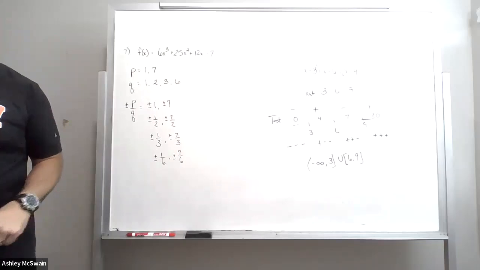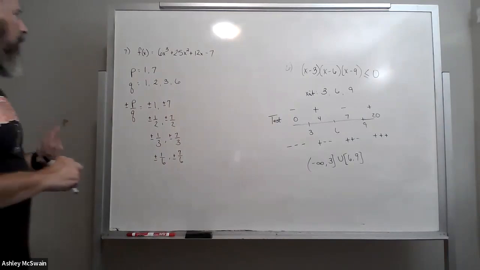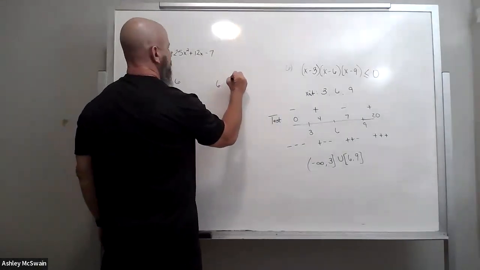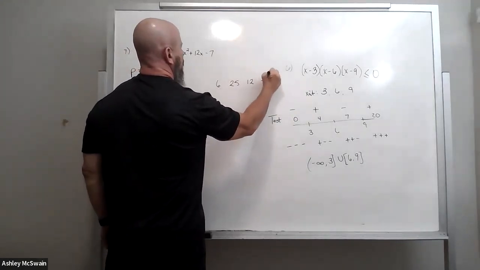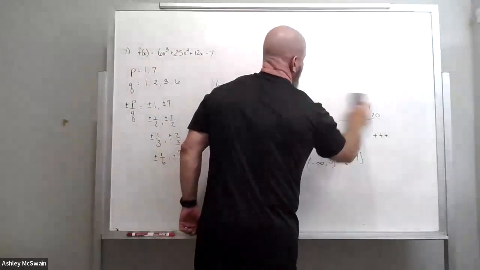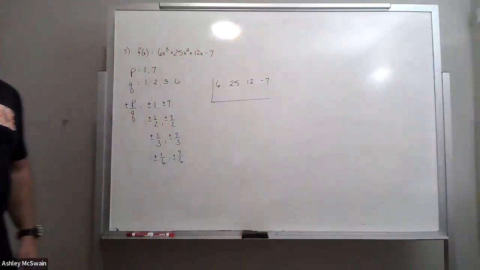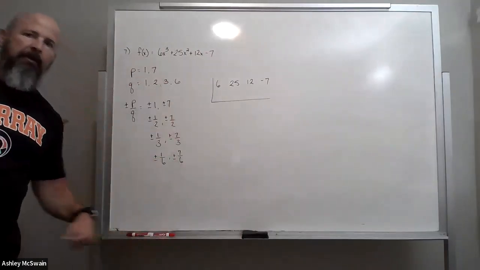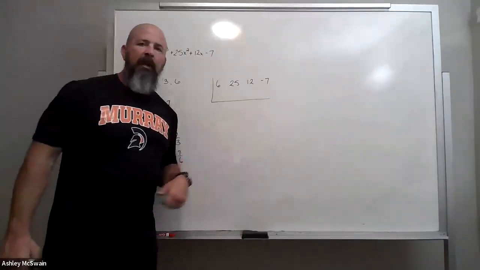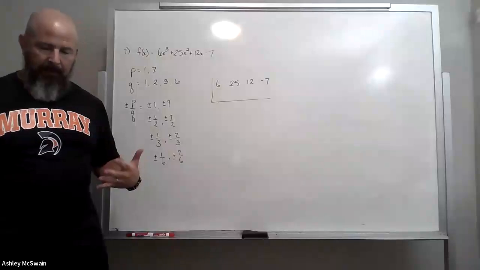So once I have my possibles, this is where I have to go through, start my synthetic division, and then see if I can get one that ends up being a zero remainder. So my synthetic division, set it up, 6, 25, 12, -7. Now in the process, this is where you are selecting one of these possibles. You want a zero remainder. If you select one and you don't get a zero remainder, you go back, pick another one. All right, you got to keep going till you get one.